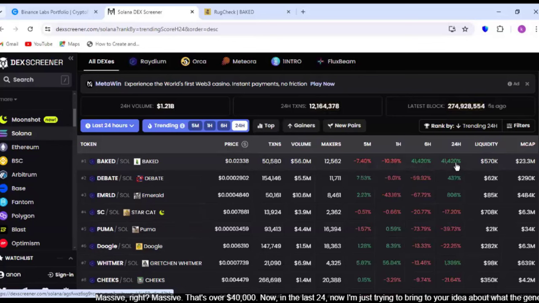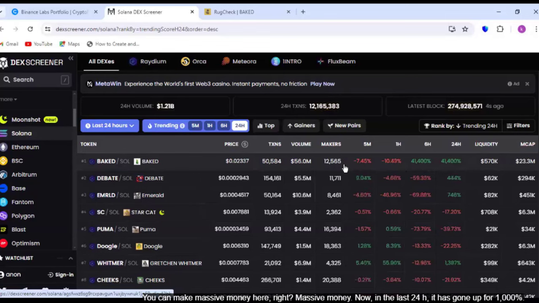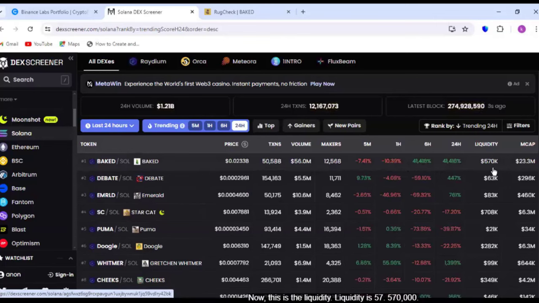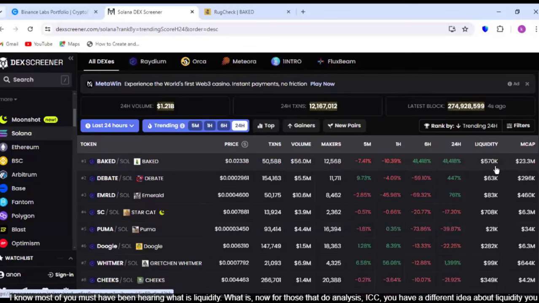Now, in the last 24 hours, I'm just trying to bring to your idea what Degen trading is. You can make massive money here, right? Massive money. Now, in the last 24 hours, it has gone up 41,000%. Now, this is the liquidity. Liquidity is 570,000. Now, I know most of you must have been hearing, what is liquidity?